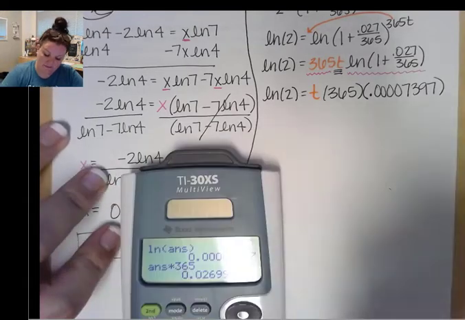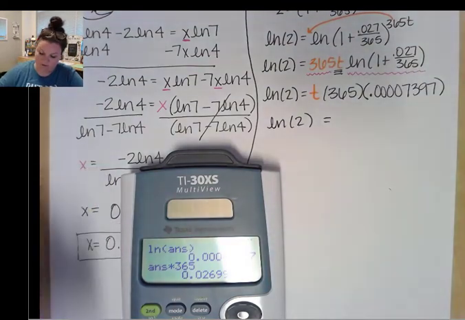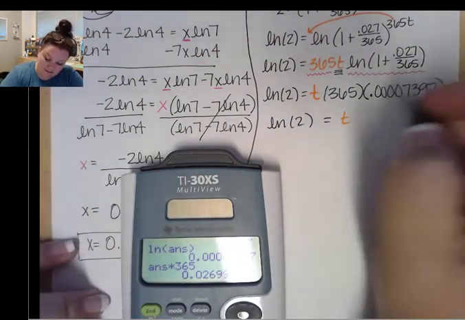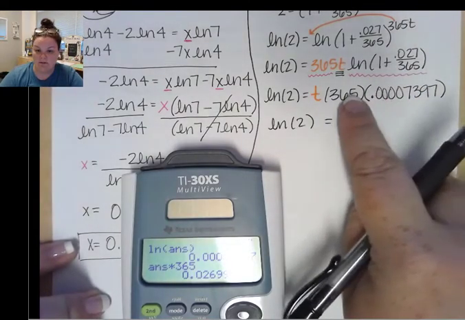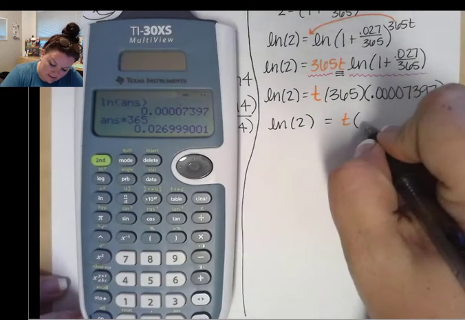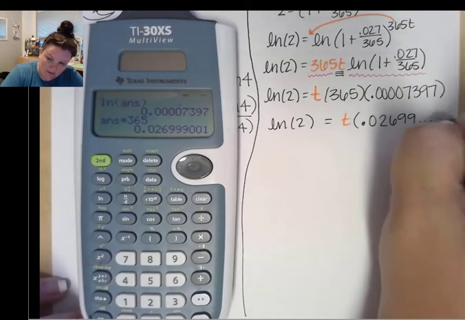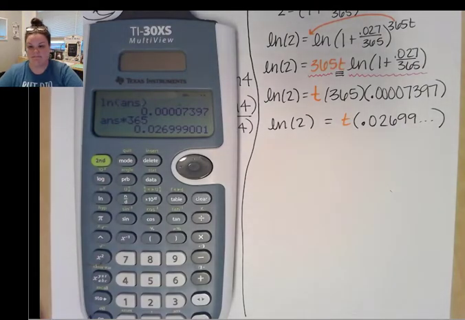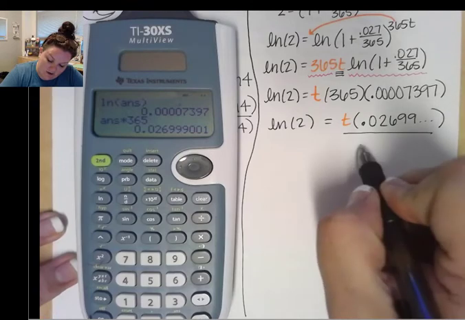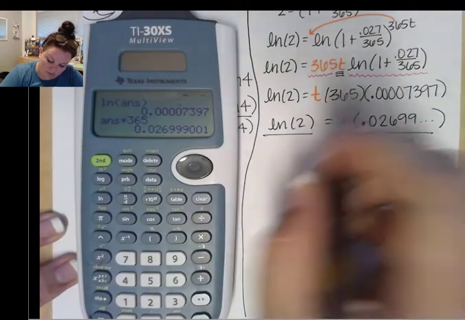So what that gives me is ln of 2 is equal to t times this number that I got when I multiplied these two together, which, if you can see my calculator screen, is 0.02699 and some more stuff, right? So now to get t by itself, all I have to do is divide off that 0.02699 number on both sides.